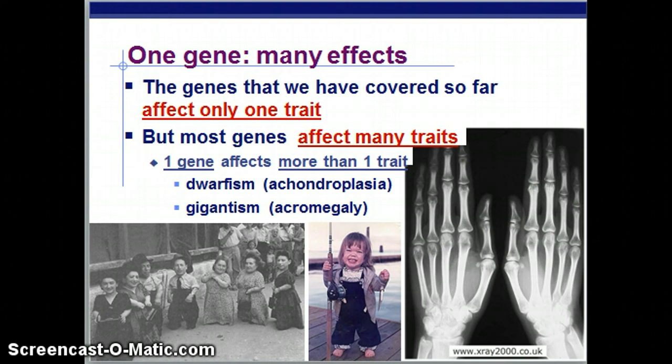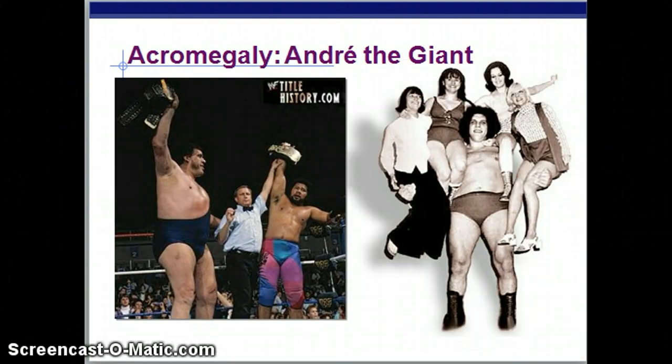acromegaly. So in these pictures, we have 2 pictures to the left that are dwarfs, and the X-ray to the right is actually the hands of someone who is a giant. So here the example of acromegaly is Andre the Giant. He did exist. He was this massive hulk of a guy, and it was because he had a gene that affected how he looked.